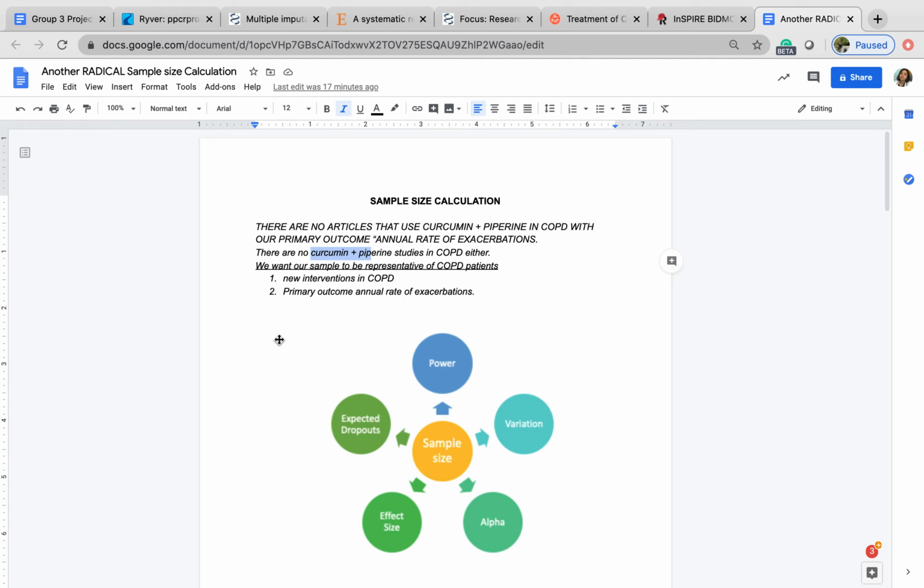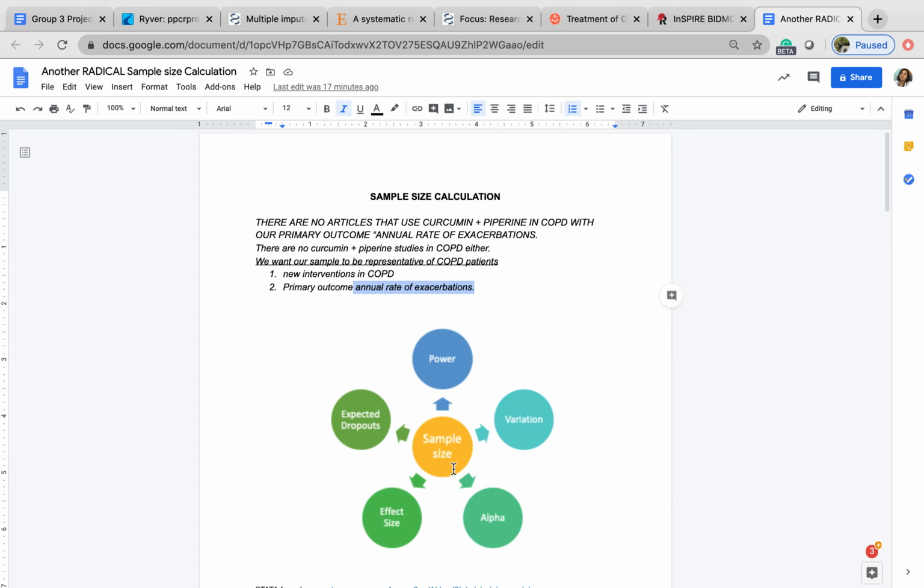So at the end, since we were very worried about this, we tried to look for articles that would be representative of our population, which is COPD patients. So we searched for articles that were only using COPD patients and that were having the same primary outcome that we did, which is annual rate of exacerbation. So just take that into consideration right now.